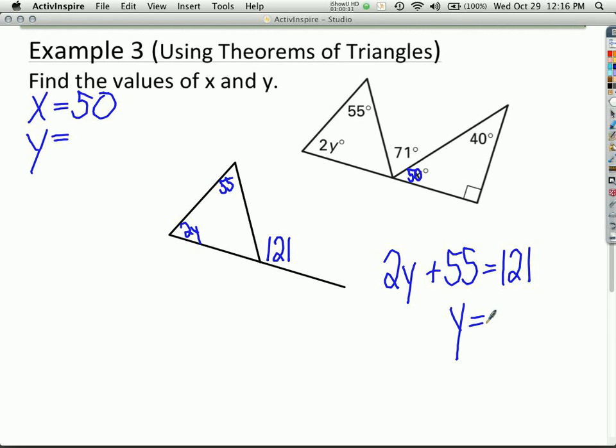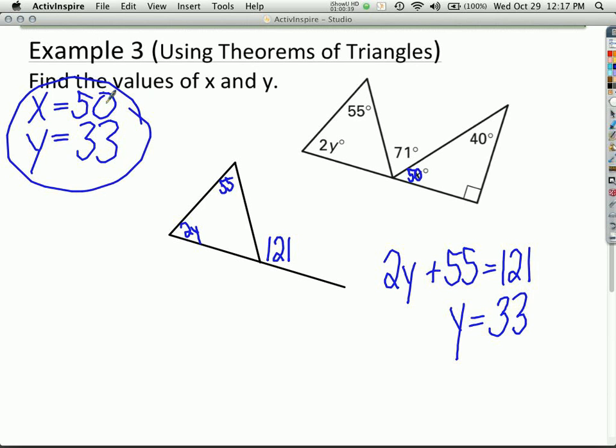Y equals 57? No, it doesn't come out to 50. Sorry, I'm sorry. Everything you had said up to that point was okay. You must have made an error in computation. Kamoy? Y comes out to 33, and then you were only asked to find x and y. You weren't asked for any particular angles, and so we've answered the question.